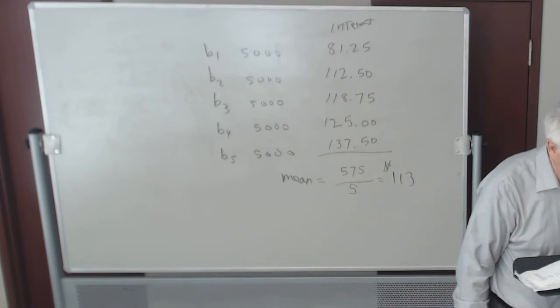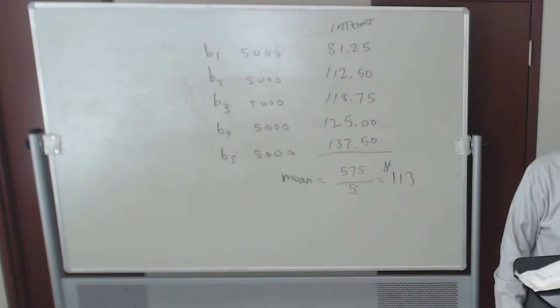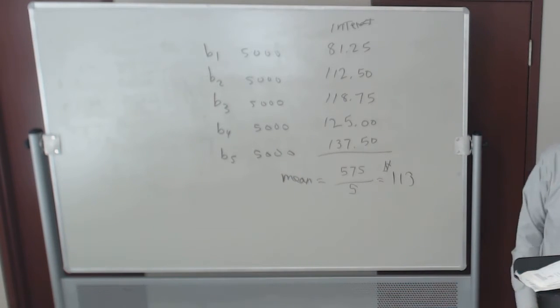So now, how do I answer the question? Which of the following, A, B, C, or D, is the closest estimate to 113? On problem 20. A, B, C, or D? Which is closer to 113? 108, 116, 120, or 105? 116. Thank you.